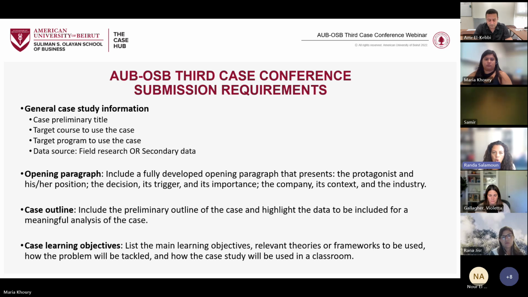Then we want the opening paragraph. So this is really creating the setup, putting the students in the shoes of the decision maker. So the fully developed opening paragraph needs to identify the protagonist, the position, decision, trigger, why is it important, naming the company, possibly the industry, and a very brief context. So a sentence or so about the context. Then provide the outline. How do you expect the case narrative to unfold? And finally, the case learning objectives.